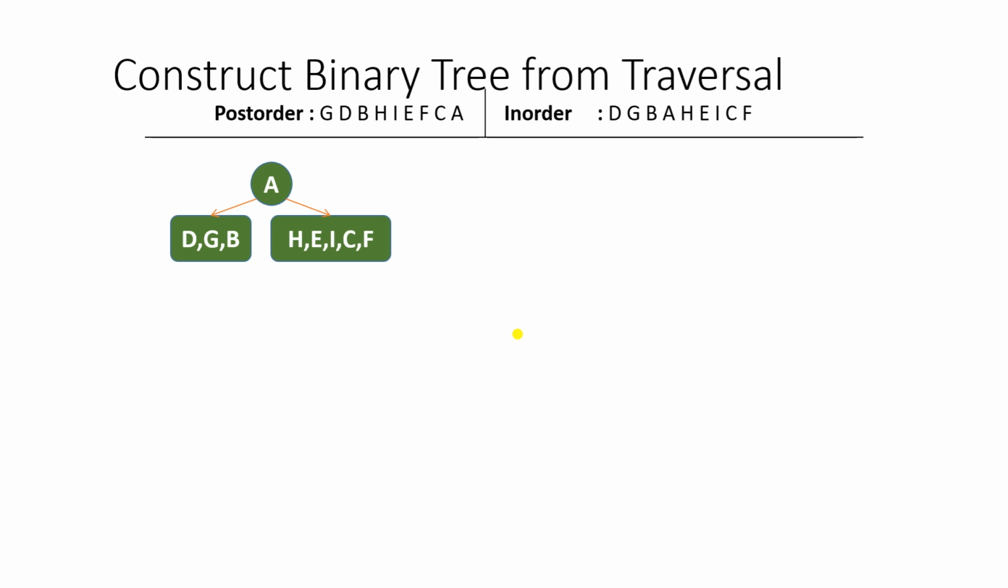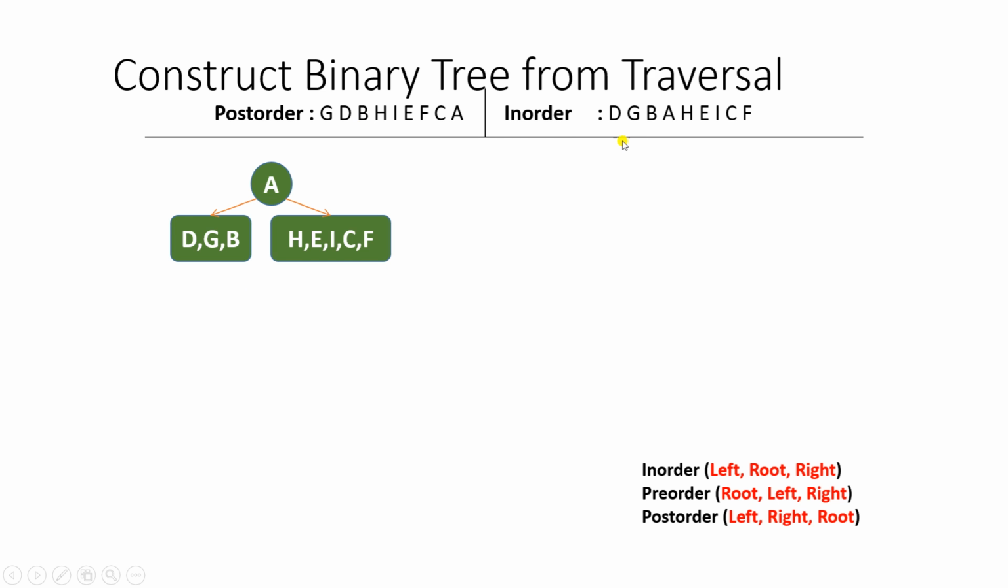So continuing with the same tree, we are going to now check the left subtree, D G B. When we go see the post order, B is the last node. So that will be treated as the root node. But to the left of B we have D and G.